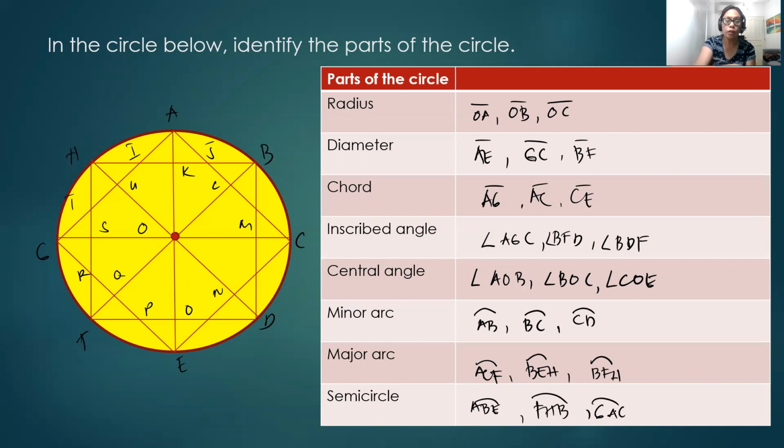So we're done with the parts of the circle. We have made use of some illustrations for us to define each part of the circle. Next meeting, I'm going to discuss some properties of a circle as I've mentioned.